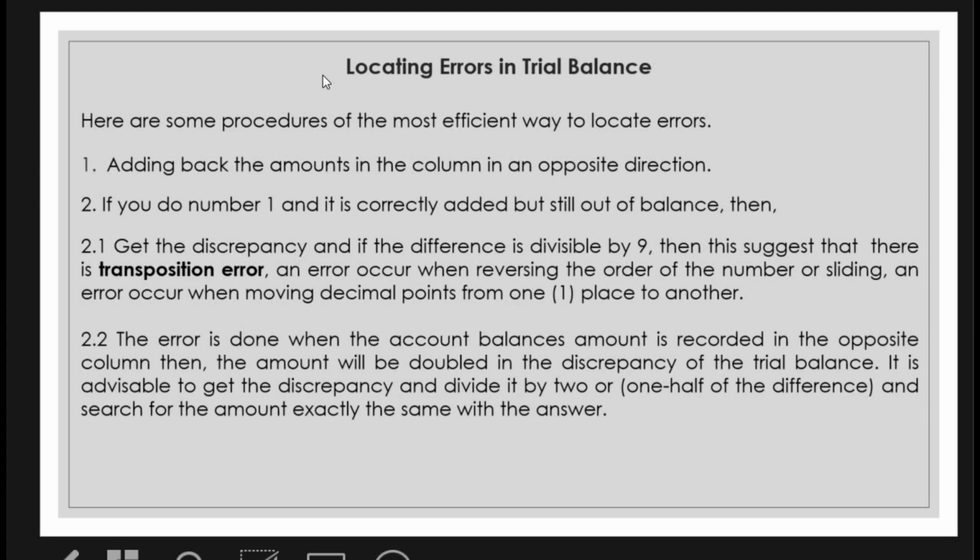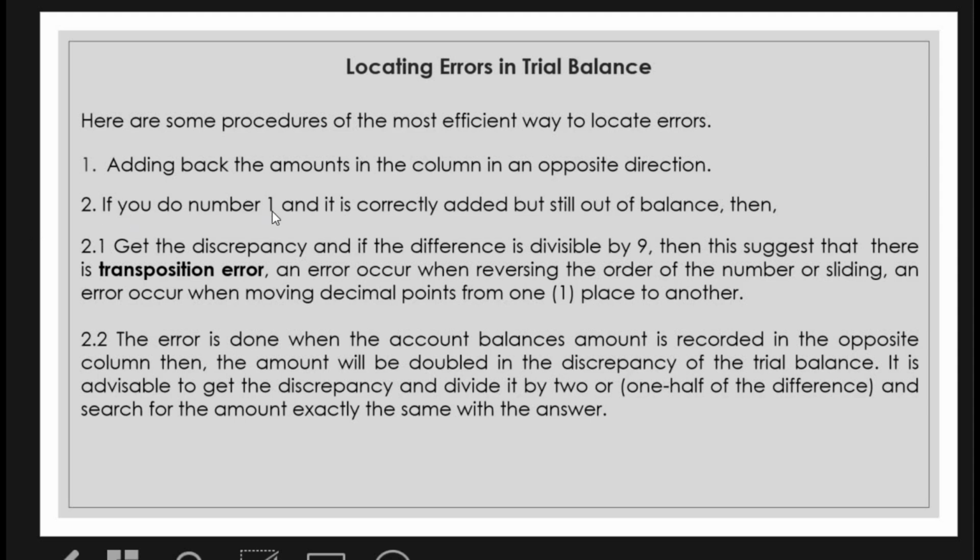Next is locating errors in the trial balance. So, for example, hindi balanse yung trial balance mo. How do we locate the error in the most efficient way? So, first thing to do is you add back the amounts in the column in an opposite direction. So, for example, from top to bottom ka before, then you have to add naman the amounts from bottom to top naman, para baka may na-missed out ka. So, you have to recompute, add back the amounts.